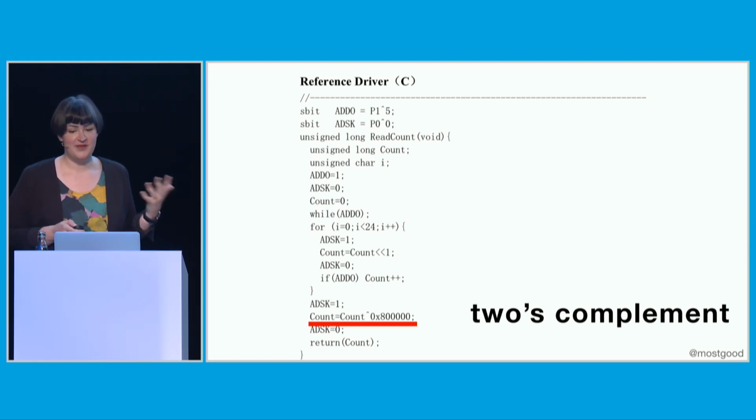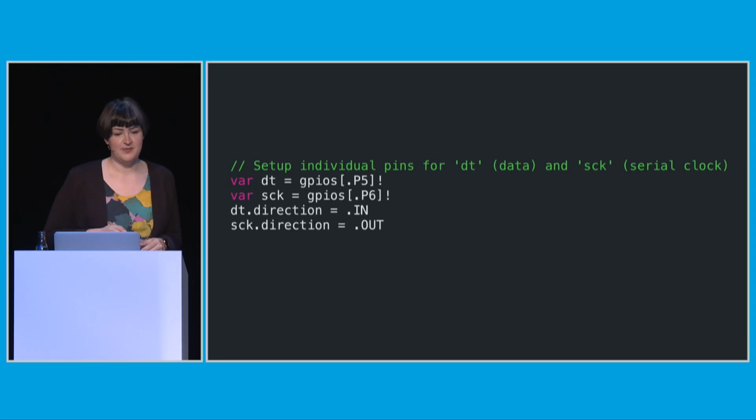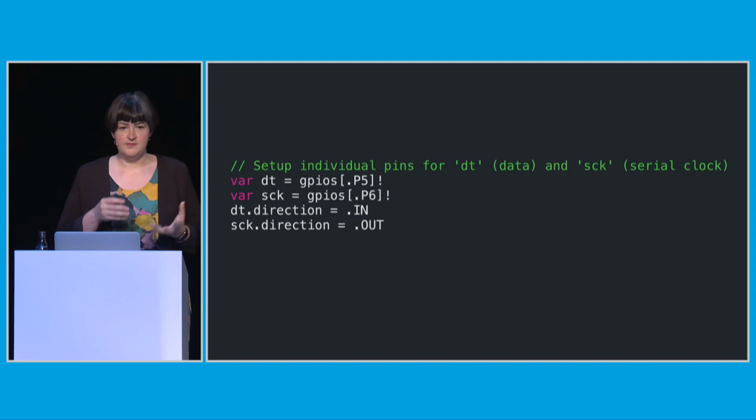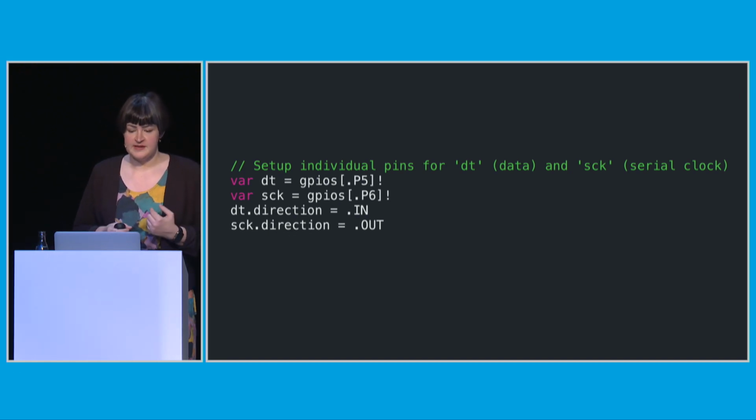Yeah. But yeah, so working with binary, very simple in Swift. So we'll take a look now at how we actually do this in Swift, working with the HX711. So the first thing we're going to want to do is set up our pins. So we'd already set up Swifty GPIO in the earlier example.